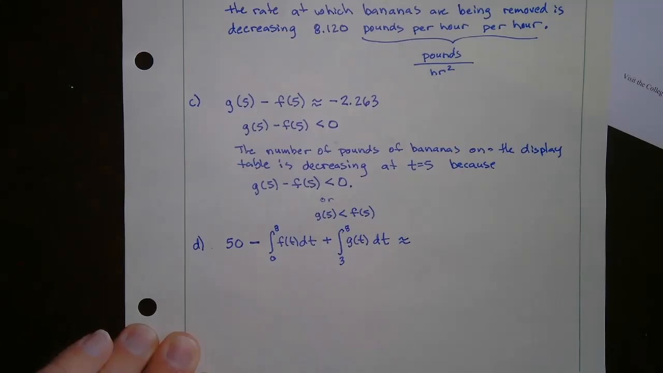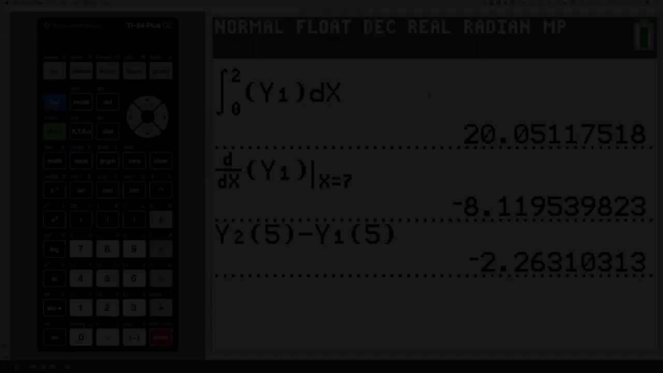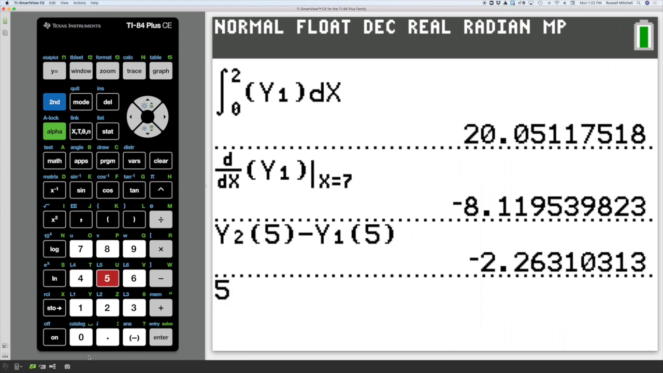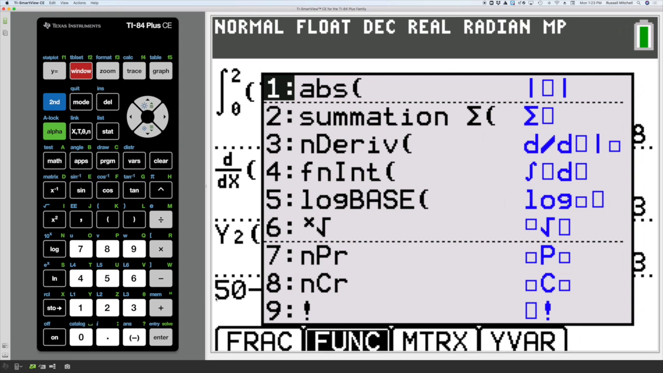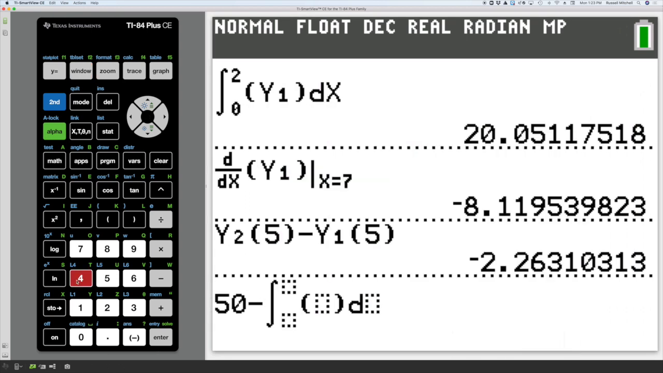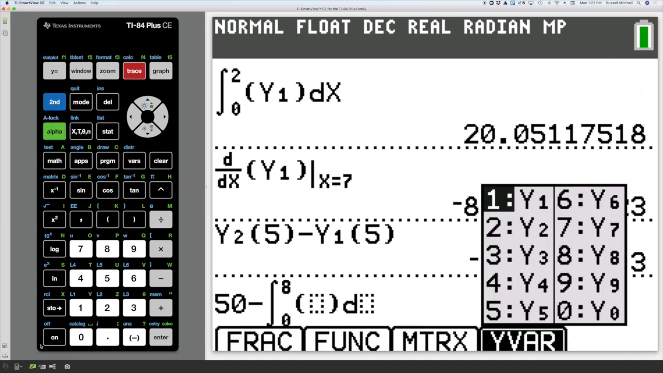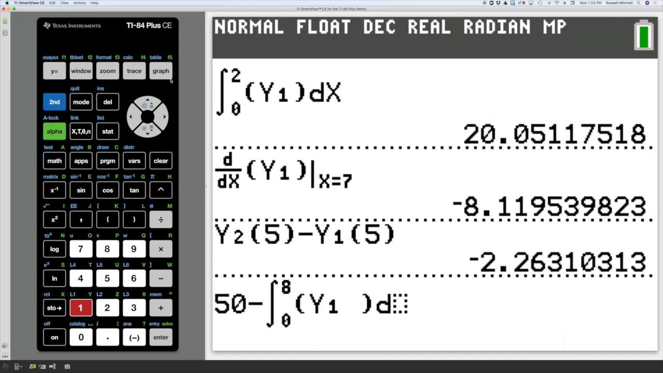And let's go to our graphing calculator and let's put this in and see what we get for this one. So in our calculator, we enter 50 minus, in the alpha window, for function integrate number 4, and then from 0 to 8, because once again, that's the rate at which we're integrating, the rate at which the bananas are being removed per hour, right? Pounds per hour. And then that was alpha trace and then number 1, okay? And then dx.